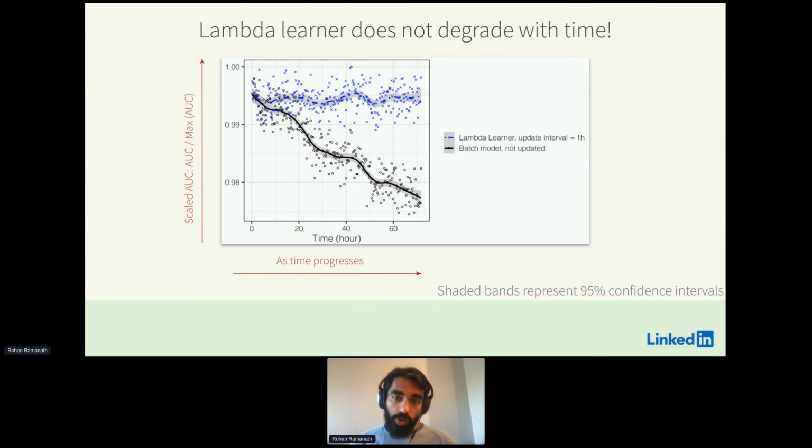Now, this plot shows how the performance of the models changes with time. The batch model is not updated and degrades, but Lambda Learner's performance is stable. Actually, this is a really surprising result because Lambda Learner uses an approximation of the oldest data with the Gaussian prior. And we expected that the error associated with this approximation would accumulate over time and degrade the performance, but it does not happen in practice. And this is a very encouraging result for us.